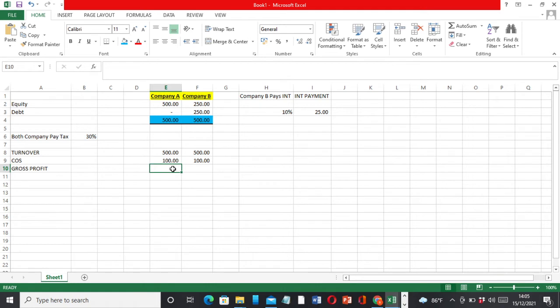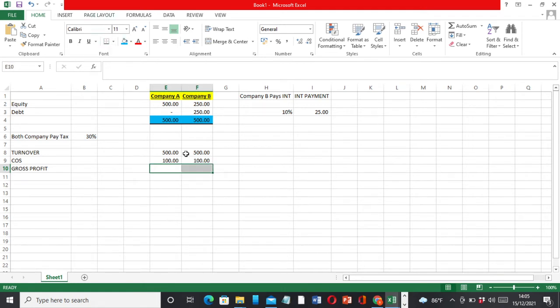Right? So let me just put a total sign here in blue color. Let me get the gross profit. So turnover minus your cost, sales minus cost, is your gross profit. Let's drag this. Fine, so simple. Turnover 500 million, 500 million. Both the companies' cost of sales is also the same. They're making a decent gross profit. So it's fine, not a problem.